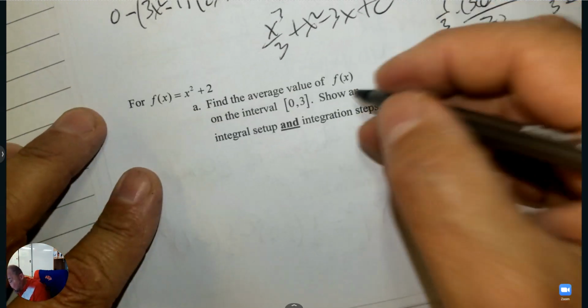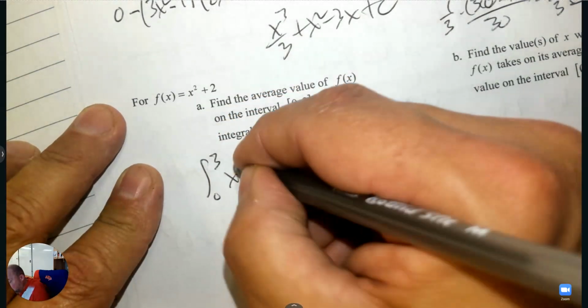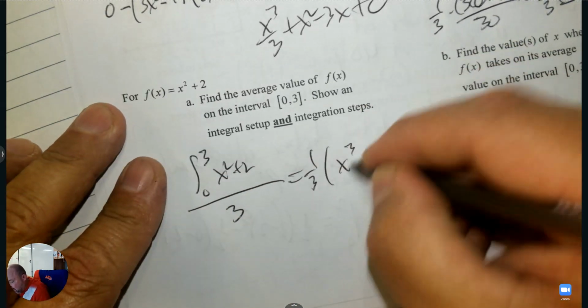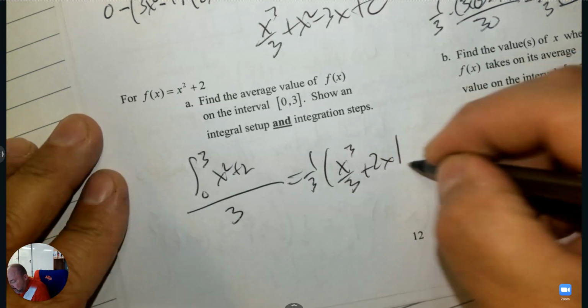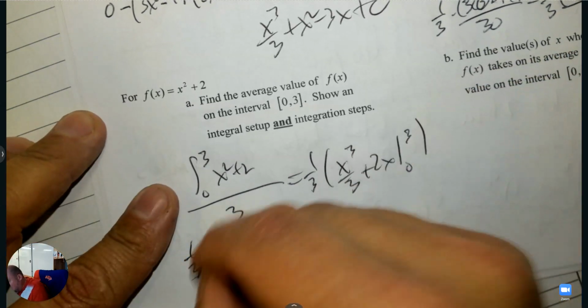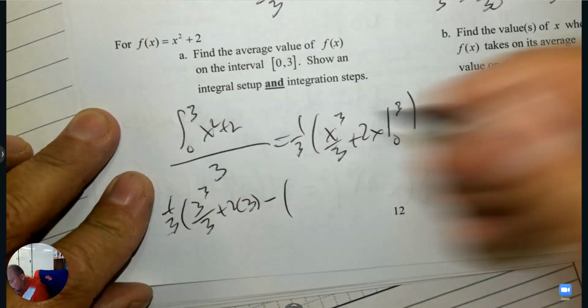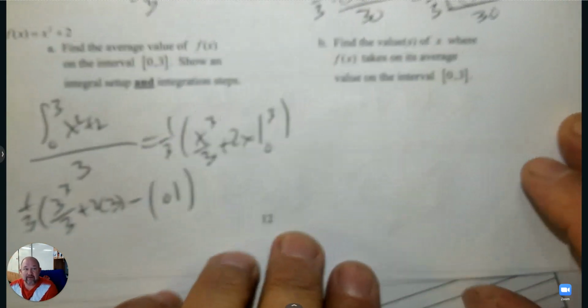Find the average value from 0 to 3. That's an integration question. Divided by the difference of the bounds, so that's 1/3. That's x cubed divided by 3. That's 2x from 0 to 3. So we have 1/3. We plug in 3 first. And then plug in 0. 0 gives you the answer 0. Done. That's the average value.